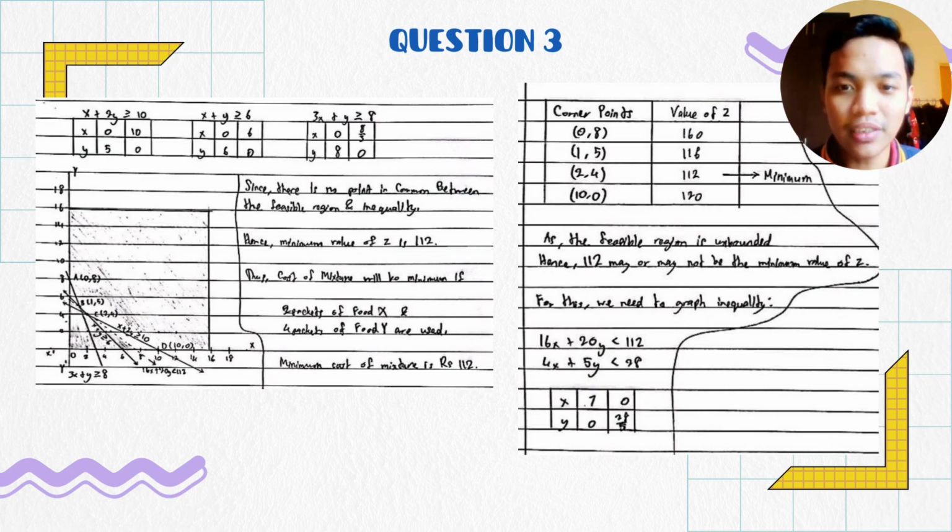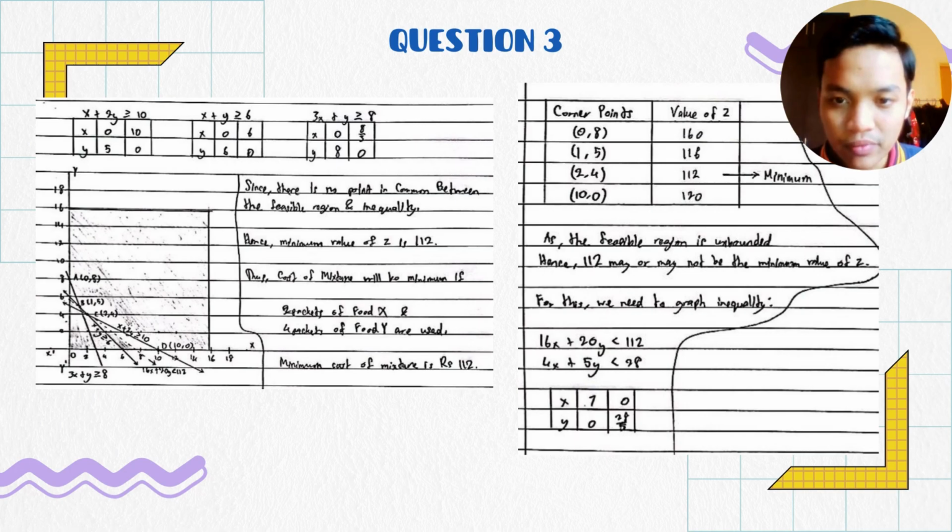The corner point 0 and 8, the value of z is 160. The corner point 1 and 5, the value of z is 116. The third corner point is 2 and 4, the value of z is 112. And the last corner point is 10 and 0, the value of z is 120. So the minimum is 112.